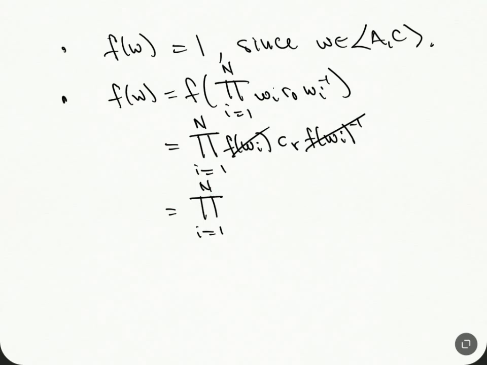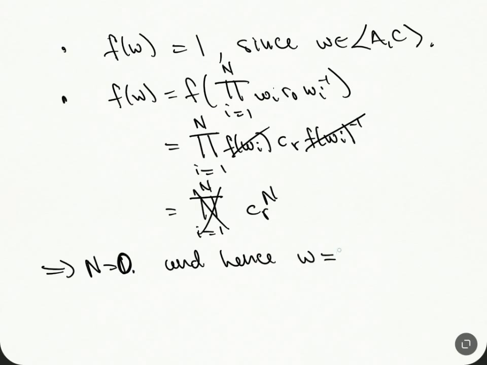And so now we have that this is just CR to the n. Okay, and then this implies that n is equal to 0. And hence W is the identity. Okay, and this proves injectivity.